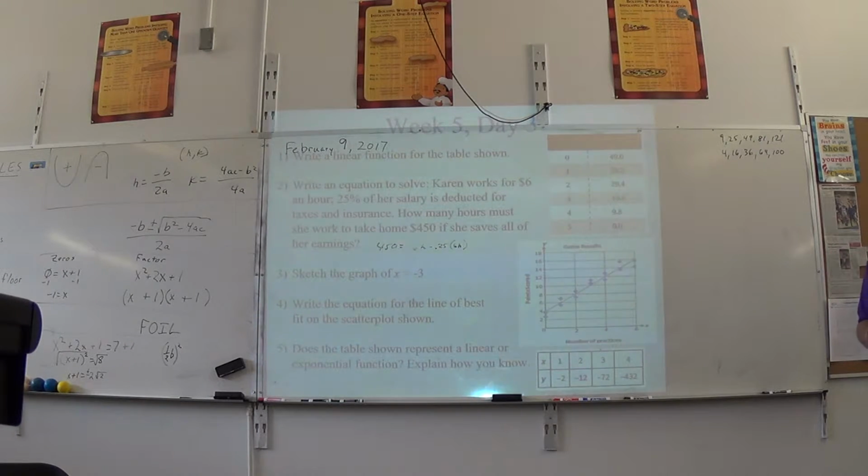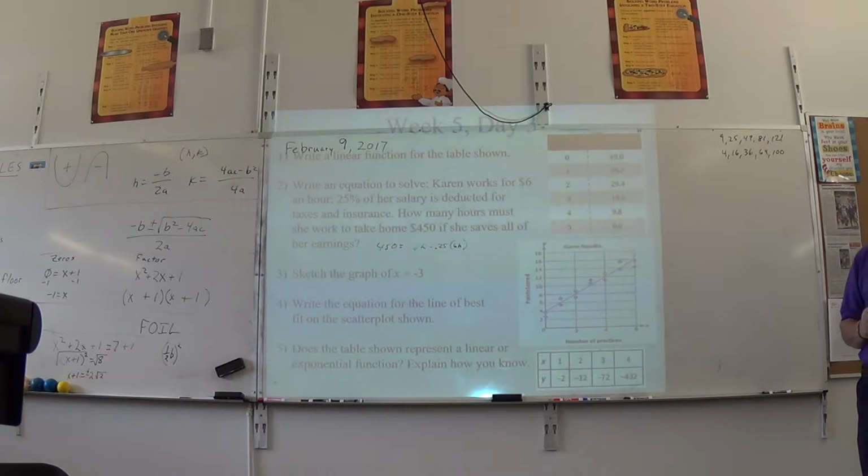Number 3, what's that graph going to look like? It's going to be a vertical line. It goes negative. What's that graph going to look like for number 3, David? I don't know. It goes down. If it's negative, it goes down. If it's positive, it goes up.